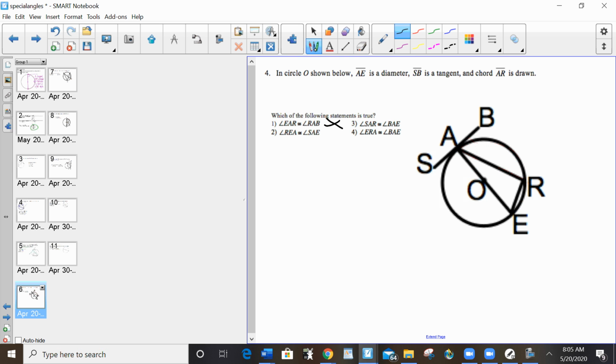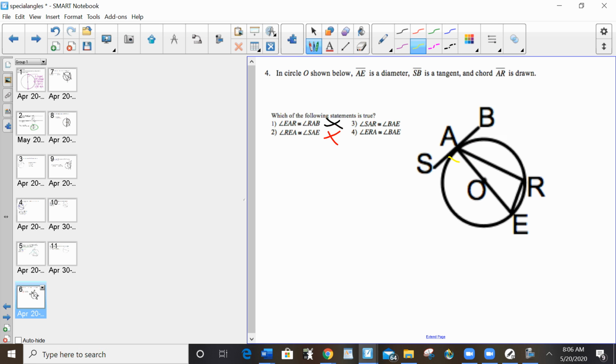Choice 2, REA. REA is inscribed to RA. SAE is a tangent and a diameter, making it a right angle. RA is not 180. They're not both right angles. That's not it.